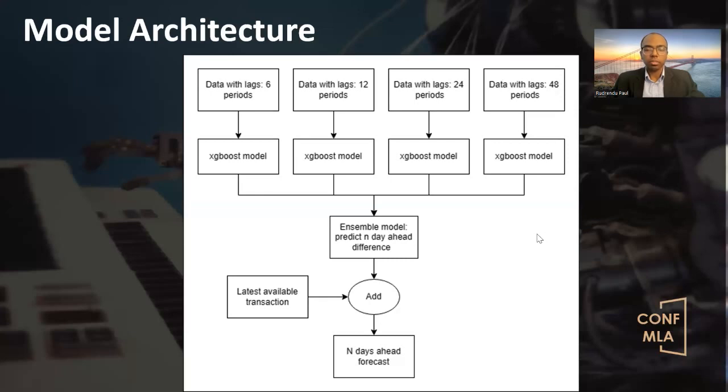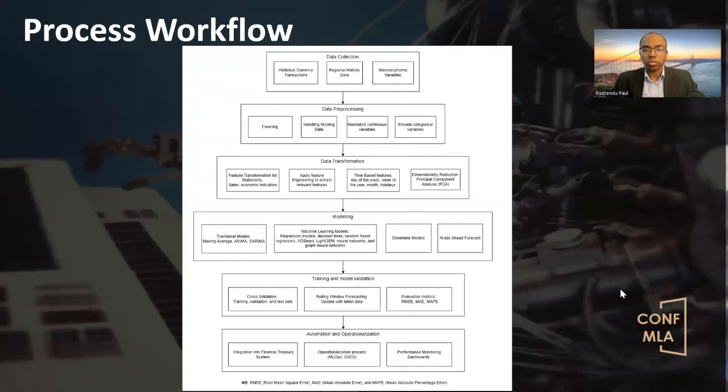And then I'm ensembling those models to create the n days ahead difference with today's value. And then to the latest transaction volume that we have available, we add this value, and then we arrive at the n days ahead forecast. Now this model architecture will be used for each currency transaction that the company wants to predict. And essentially this is highly scalable, and this can run in parallel because individual currencies are independent of each other. Now moving forward to the process workflow.